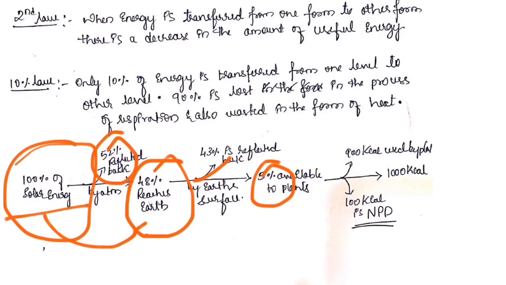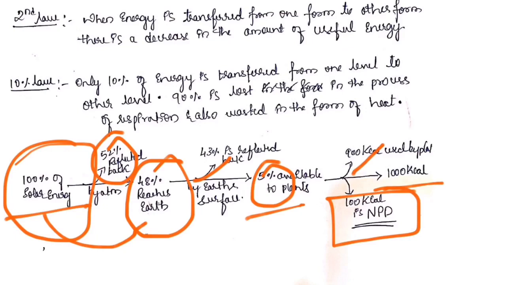So here, out of 100%, only 5% is available to the plants. Utilizing this 5% of the solar energy, the plant synthesizes, for example, 1000 kilocalories of energy. Out of this 1000 kilocalories, 900 kilocalories is used by the plant, and the remaining 100 kilocalories remains as net primary productivity.